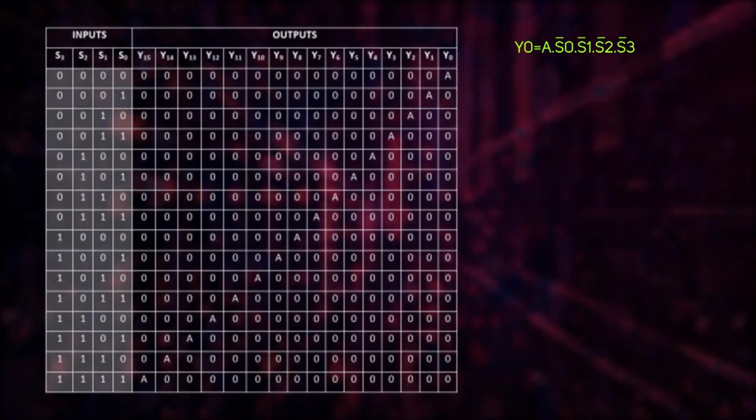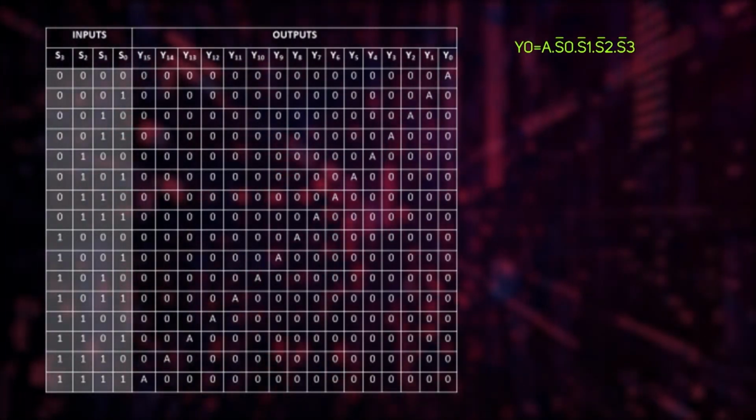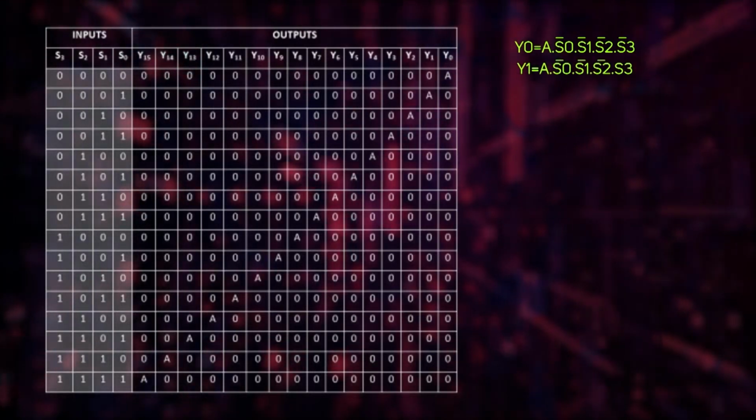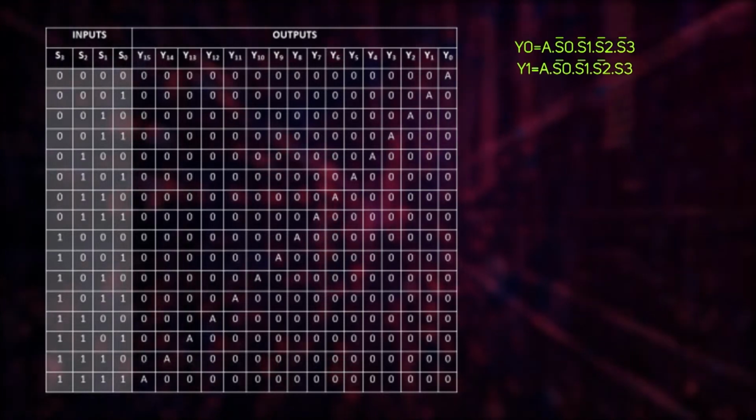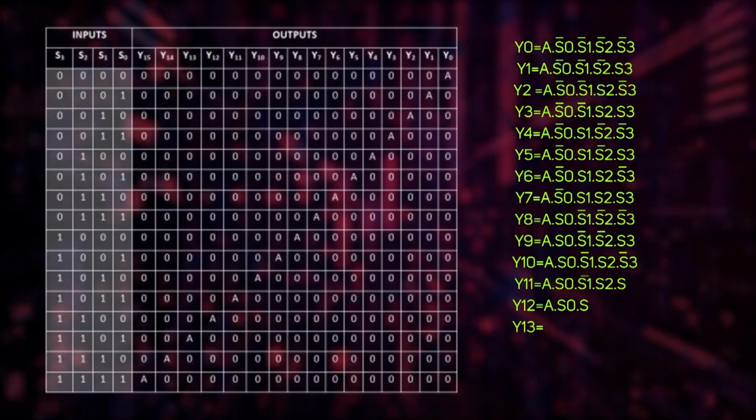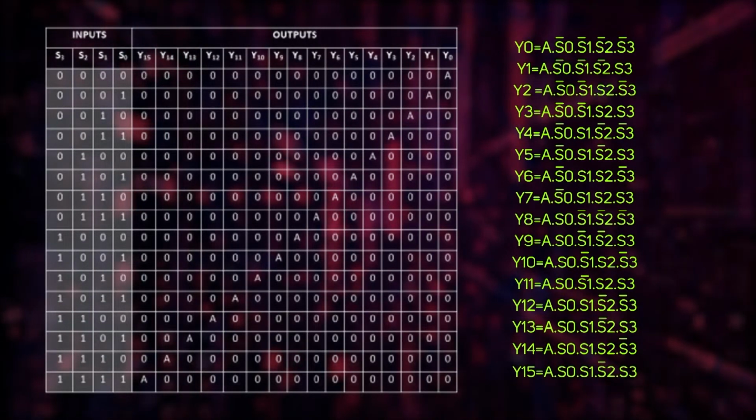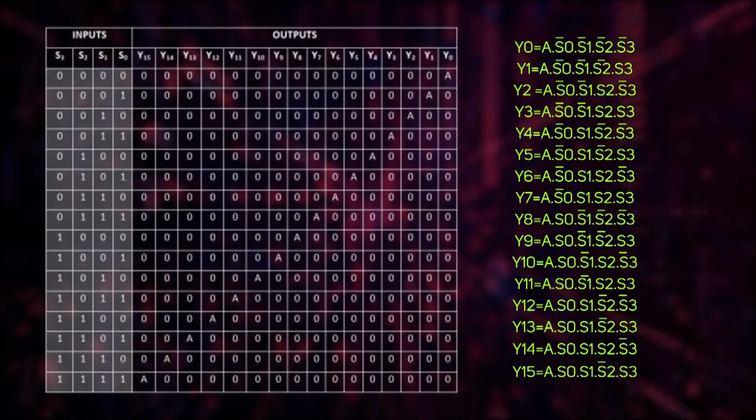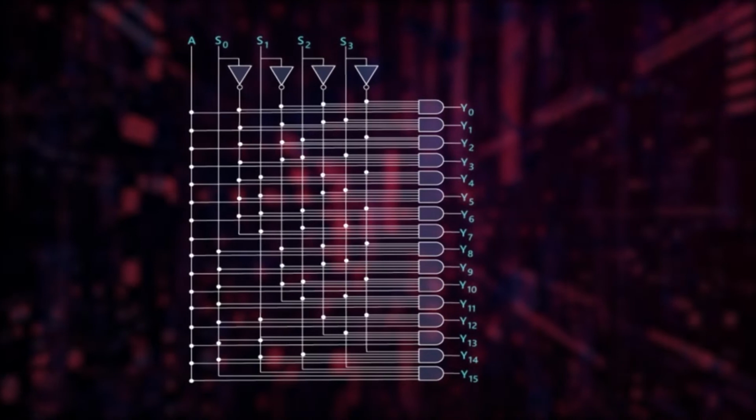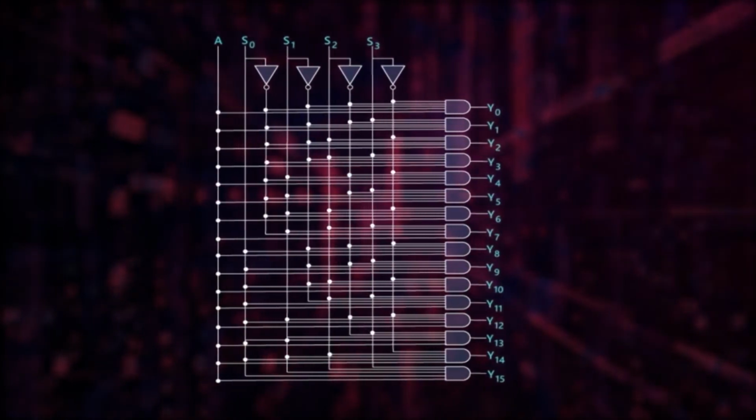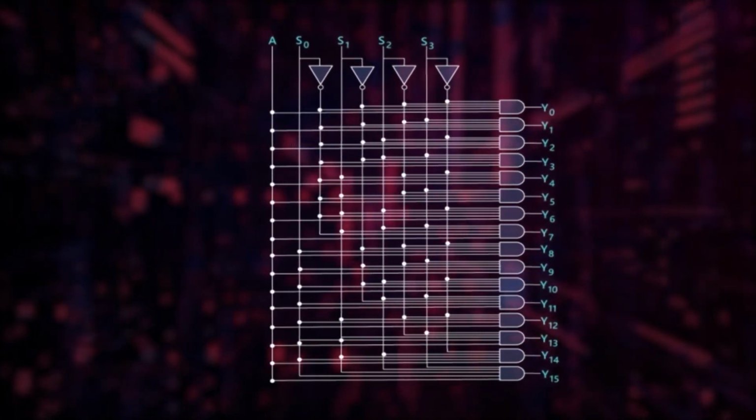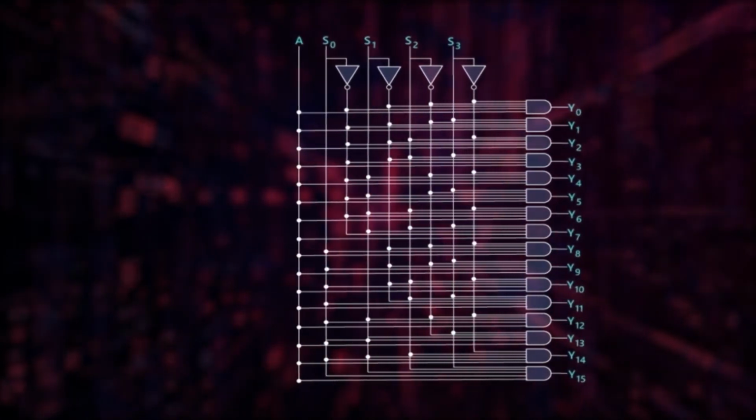Y0 equal to A S0 complement S1 complement S2 complement S3 complement, y1 equal to A S0 complement S1 complement S2 complement S3, etc. You can derive all the equations up to y15, which is equal to A S0 S1 S2 S3. We can draw the circuit diagram with 4 input lines and 16 AND gates that produce the output. Here is the circuit diagram of the 1 to 16 demultiplexer.